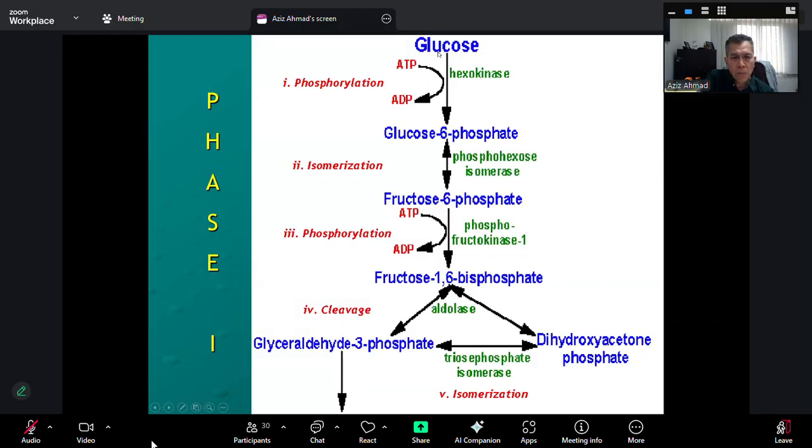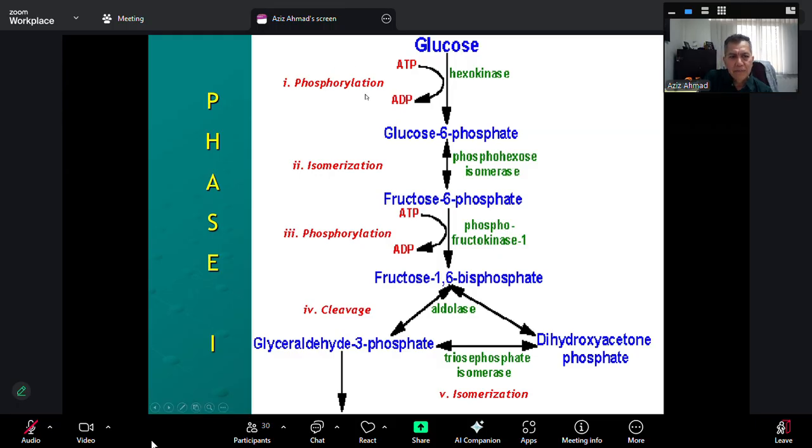So if you look here, this is where the first phosphorylation occurs, from glucose, catalyzed by hexokinase. And this is substrate phosphorylation. Then you can see this pathway is a one-way arrow, meaning that glucose to glucose 6-phosphate needs energy, and glucose 6-phosphate cannot go back to glucose through this enzyme. How to go back? They need another enzyme.